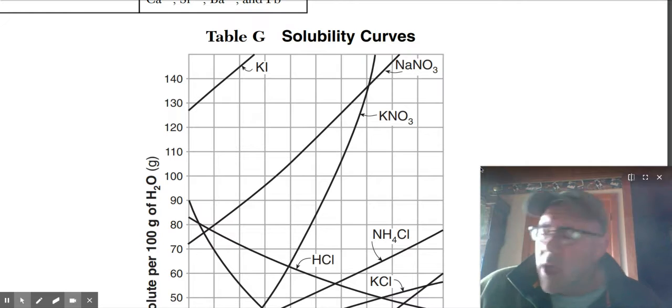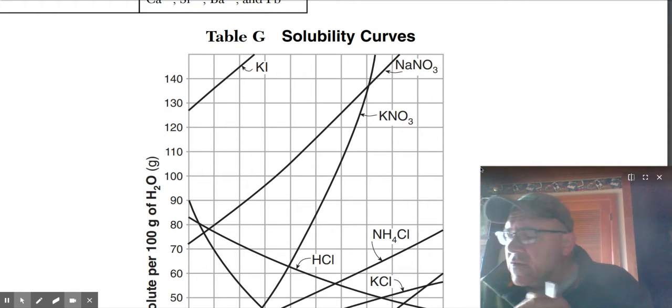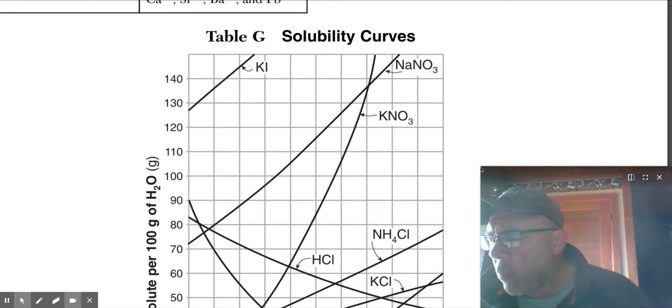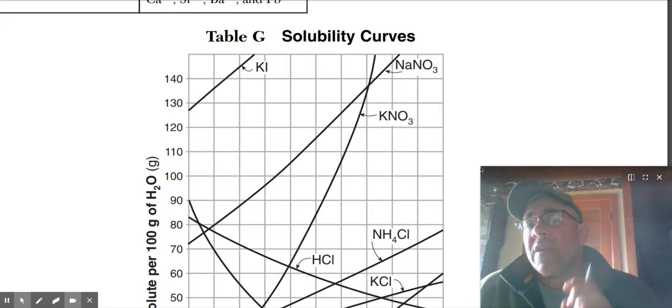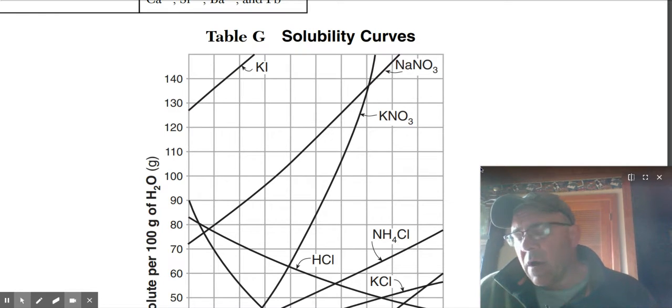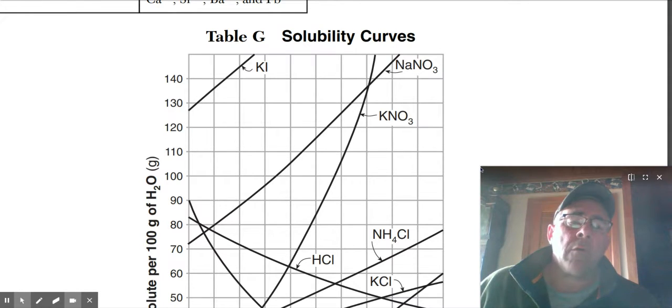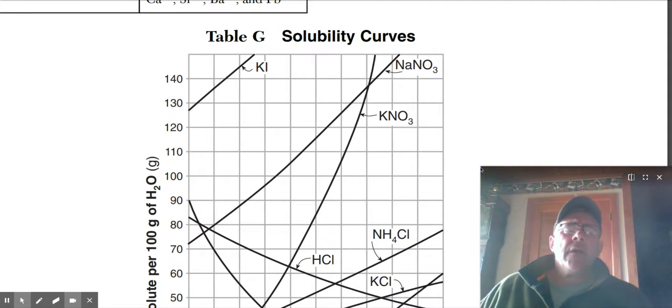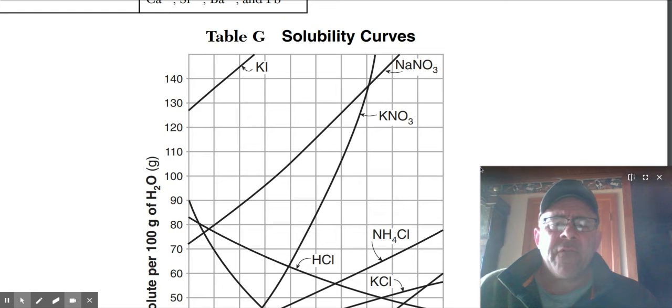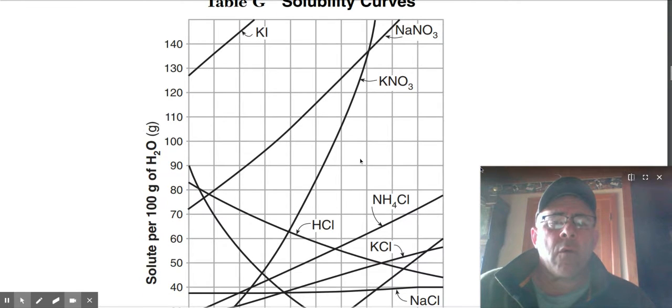The question read, you have a solution that contains 14 grams of KCl, potassium chloride, in 100 grams of water, at 40 degrees Celsius. What is the minimum amount of KCl that has to be added in order to saturate the solution? Some of you were pretty close. Some of you were way off, and a few of you asked me to explain. They weren't quite sure. All right.